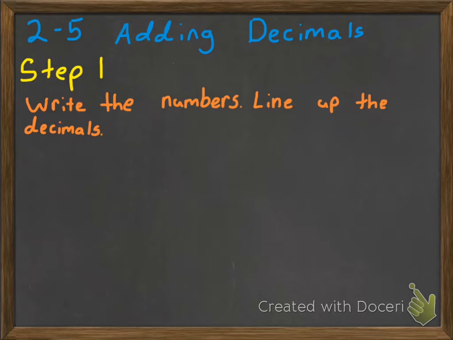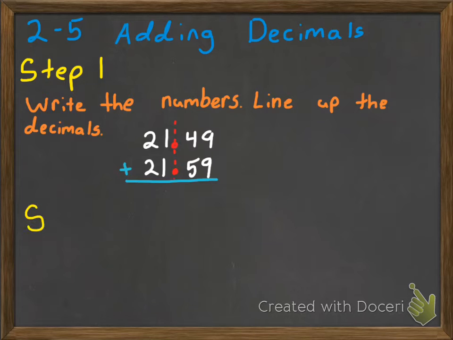Well, if I'm adding 21 and 49 hundredths, and I'm going to add it to 21 and 59 hundredths, I want to make sure that my decimal places are lined up in the exact same spot. So I have my two decimals and they're lined up perfectly. Step 2 is going to be to bring the decimal straight down.